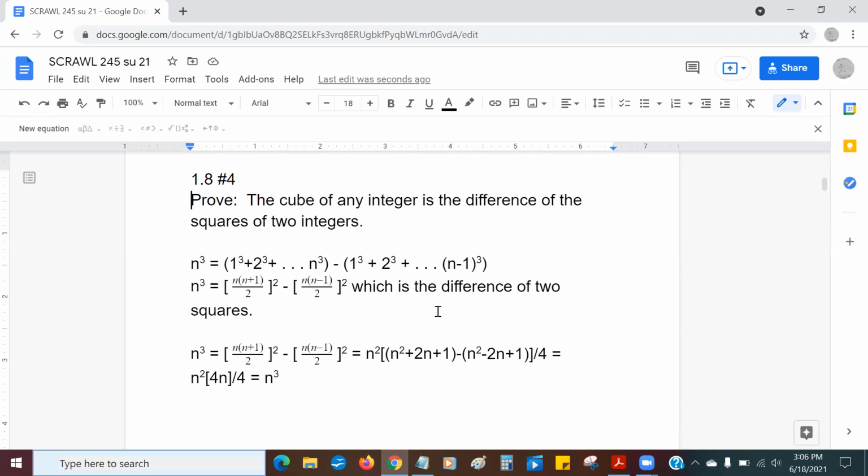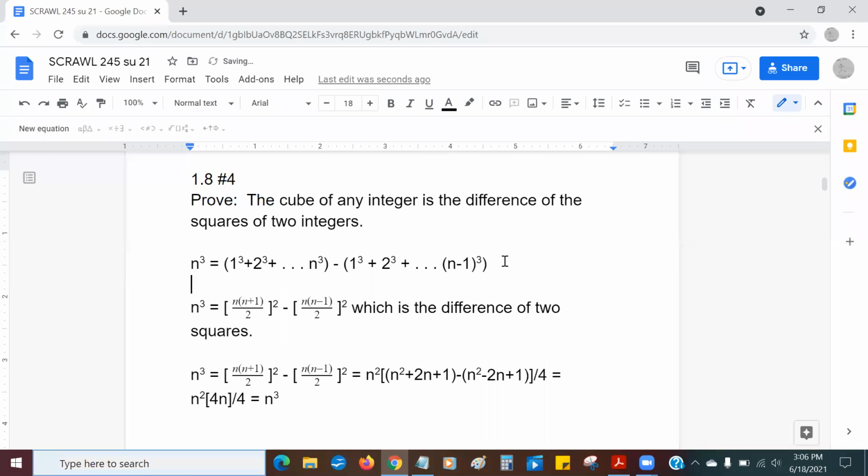Let's do it. One thing we notice, and I'm going to show you something very slick, is that if I take n cubed, the cube of an integer, that's equal to 1 cubed plus 2 cubed plus dot dot dot plus n cubed, minus 1 cubed plus 2 cubed plus dot dot dot plus (n minus 1) cubed.